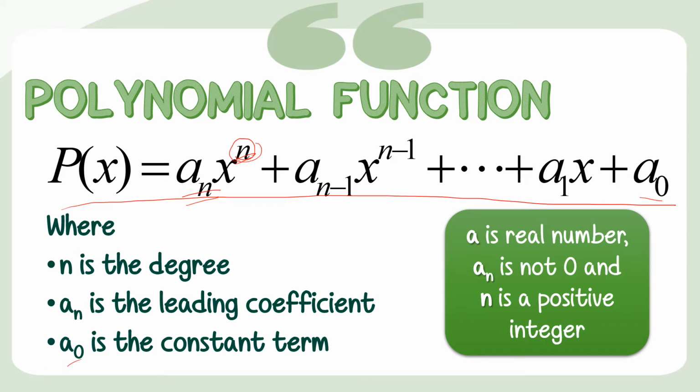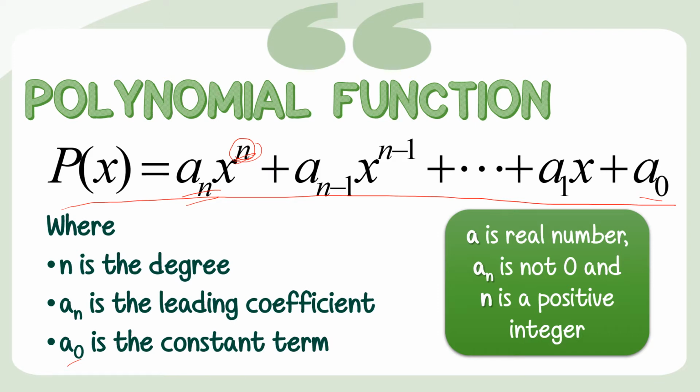A sub n must not be equal to 0. Our leading coefficient is not equal to 0. And n is a positive integer. Positive integer, yun ay 1, 2, 3, 4, 5, and so on and so forth. Hindi pwedeng negative. Hindi pwedeng fraction like 1/2, 2/3, or 1/5. Kailangan ay integer. Hindi rin pwedeng radical, or halimbawa ay yung square root of 2, ayan.